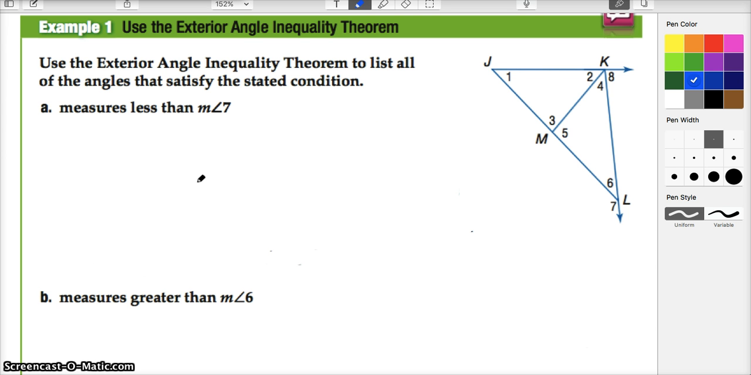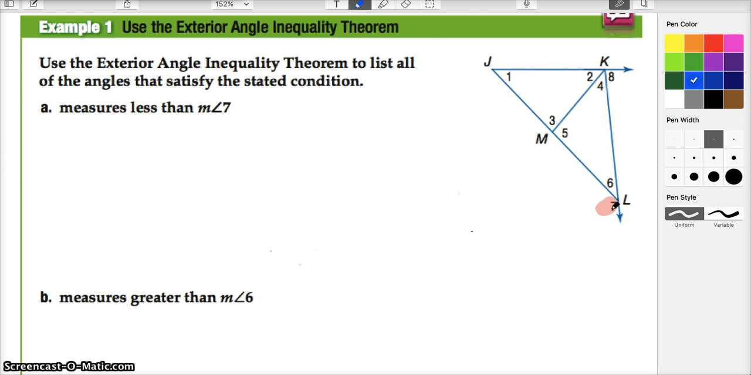We're asked to use the exterior angle inequality theorem to list all the angles that satisfy this condition: that measures less than angle 7. So let's go ahead and highlight angle 7 so we can keep our eye on it. Angle 7's out here. It's an exterior angle, and I should be able to determine what angles are less than that. Well, first of all, it's an exterior angle of this larger triangle and this smaller triangle.